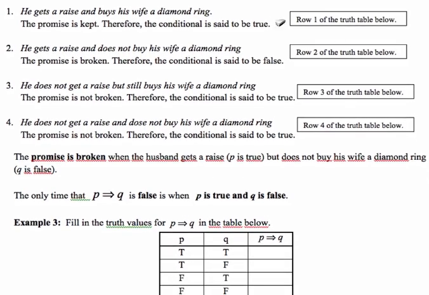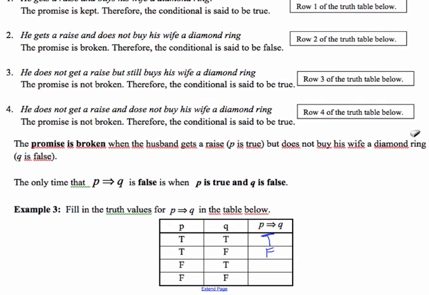He gets a raise and he buys his wife a diamond ring. So his promise is kept, therefore it is true. He kept his promise, so it's true. He gets a raise, but he doesn't buy his wife a diamond ring, so that's false. So his original statement was false, right?